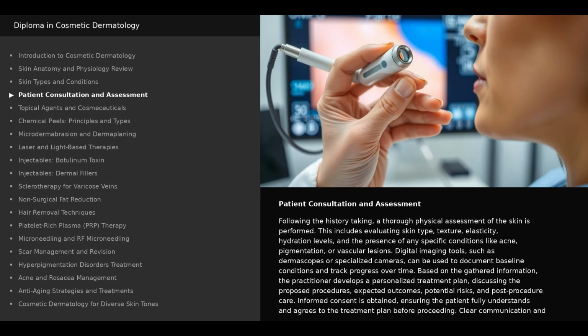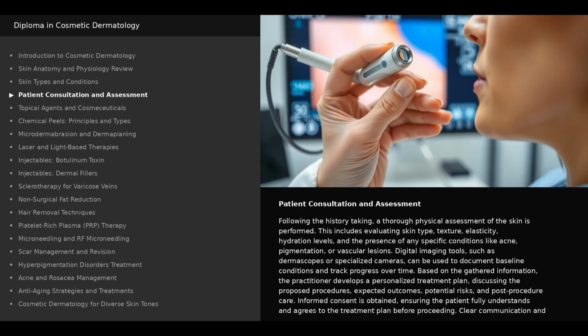Based on the gathered information, the practitioner develops a personalized treatment plan, discussing the proposed procedures, expected outcomes, potential risks, and post-procedure care. Informed consent is obtained, ensuring the patient fully understands and agrees to the treatment plan before proceeding.